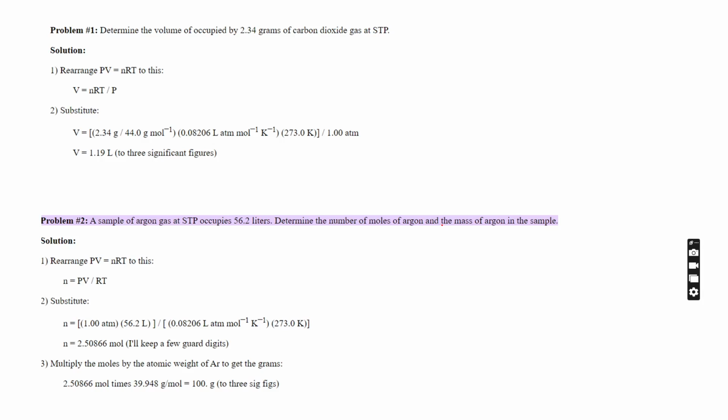Now let us see the small problems which are related to the ideal gas. Determine the volume occupied by 2.34 gram of carbon dioxide gas at STP, the standard condition. So we know the formula PV is equal to nRT, and V will be nRT divided by P. So substitute the values, then you will get the answer for the volume. These are very basic, simple questions. Just go through it because one more question may come in your exam also.